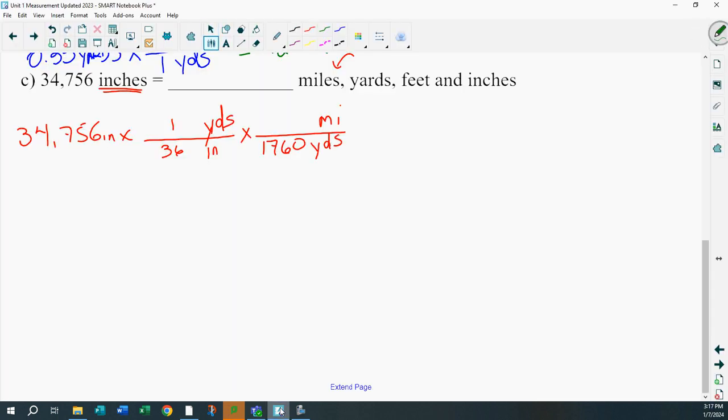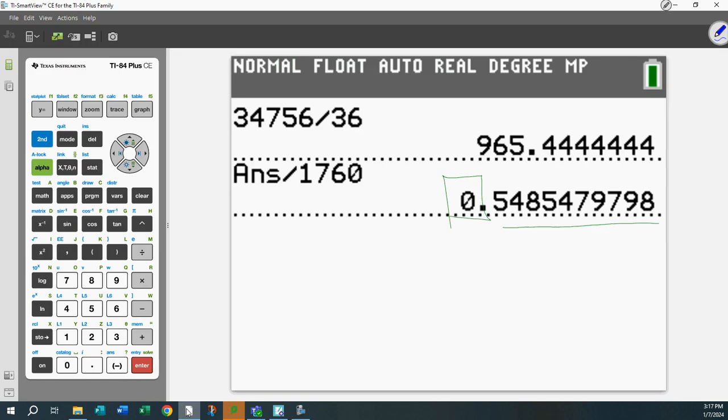So if I'm converting this, I have 0 miles. That's it. Wow. So I have to convert it back into yards. Well, wait a second. Don't I have yards already? Yeah, when I did this conversion here, remember, I divided by 36. There's my yards. 765.444. That was my yards conversion.